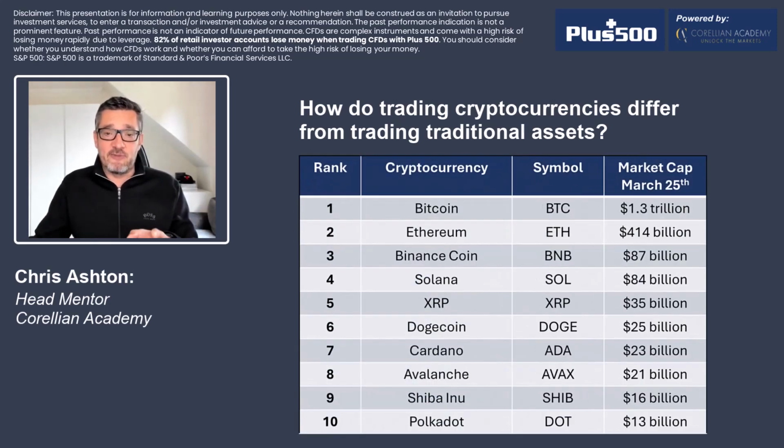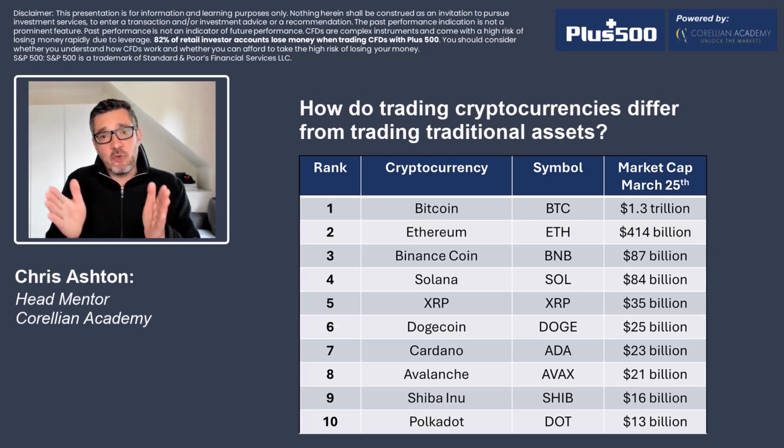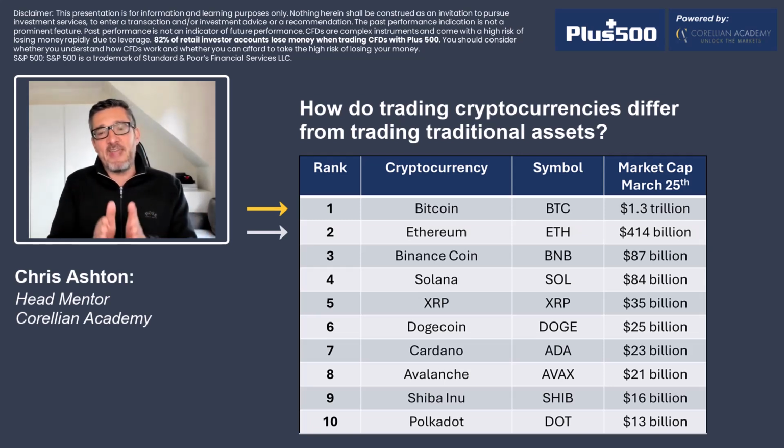If I drill down a little deeper and look at the market capitalization of the top 10 cryptocurrencies, you can see the market is dominated by Bitcoin and Ethereum, who have been the standout number 1 and 2 in this table since I started following them in 2019.